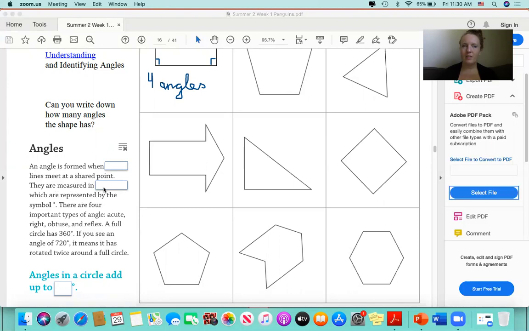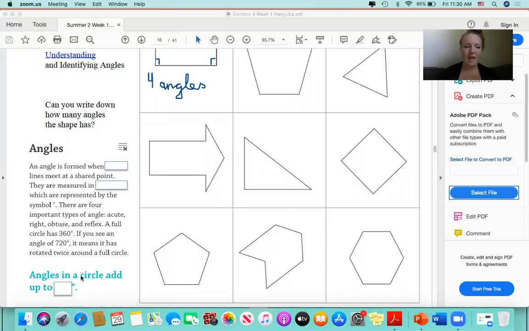90, 360, which are represented by this symbol. It looks like a little circle up in the air. There are 4 important types of angles: acute, right, obtuse, and reflex. We also looked at straight angles. A full circle has 360 degrees. If you see an angle of 722 degrees, it means it's rotated twice around a full circle.